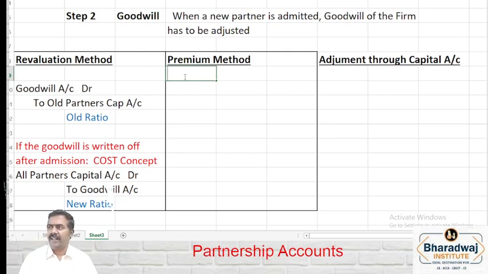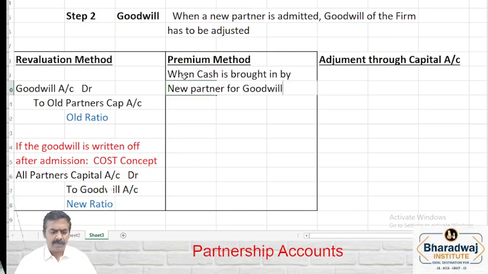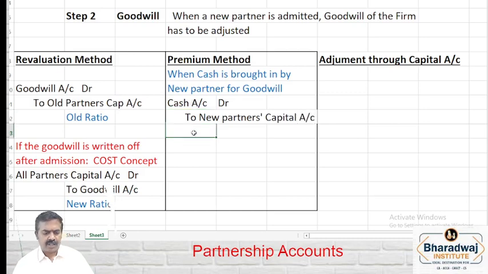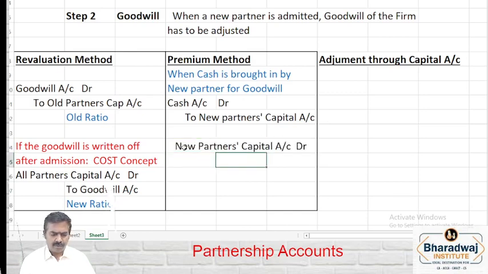We are A and B. You are joining the firm. You bring capital. You pay money for goodwill. Premium method, right? When cash is brought in by the new partner for goodwill, it will be mentioned in the exam question. So what is the entry you will pass? Cash account debit to new partner's capital account. Then new partner's capital account debit to old partners' capital, to be shared by old partners in sacrificing ratio.